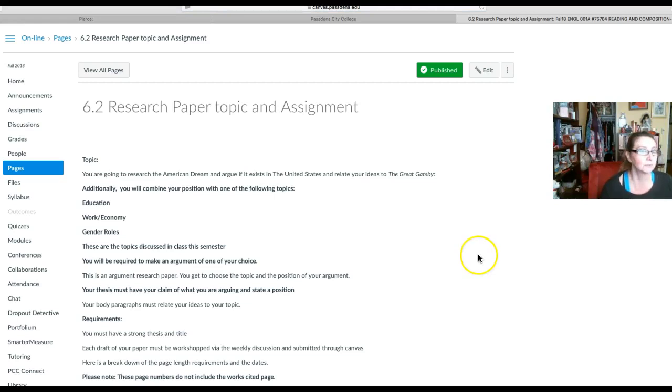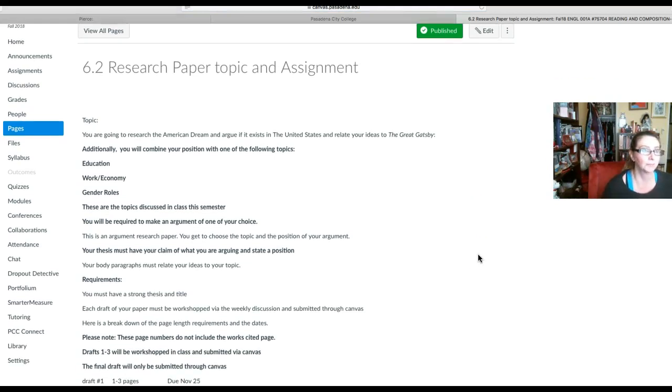So this is your research paper and topic assignment. So here's the topic. You're going to research the American dream and argue if it exists in the United States and relate your ideas to The Great Gatsby. Additionally, you will combine your position with one of the following topics: education, work and the economy, or gender roles.